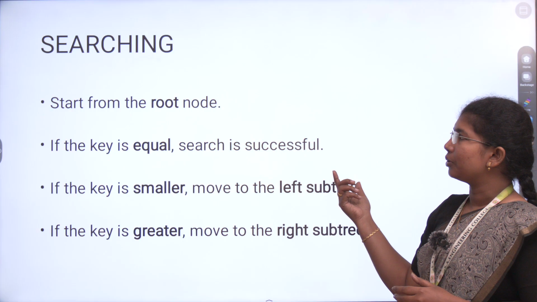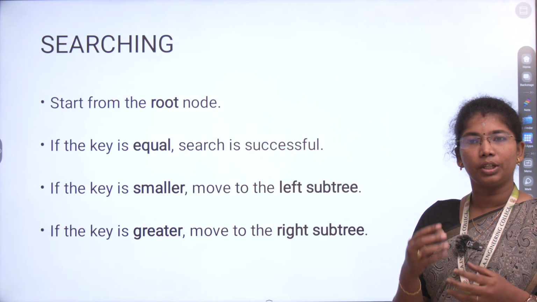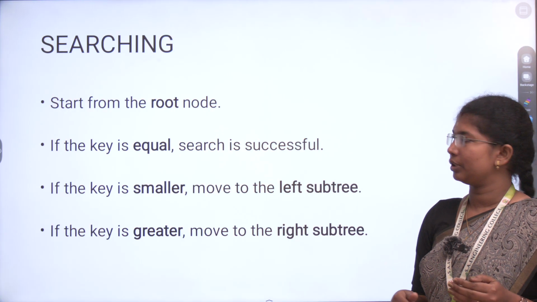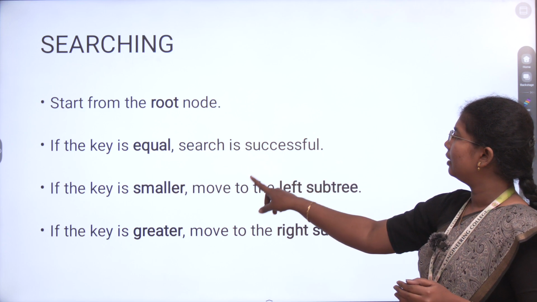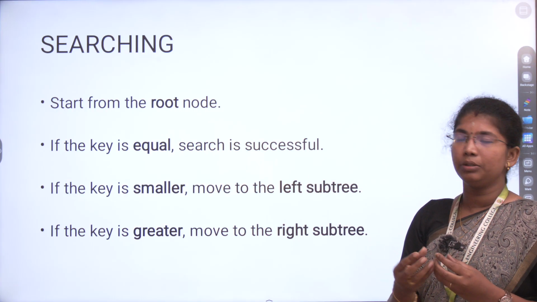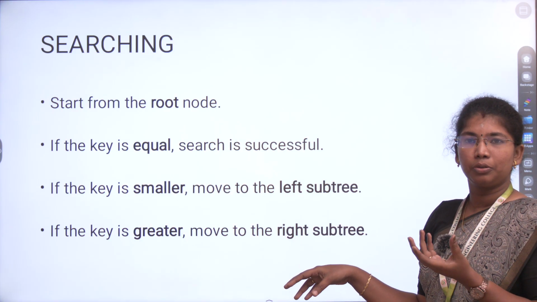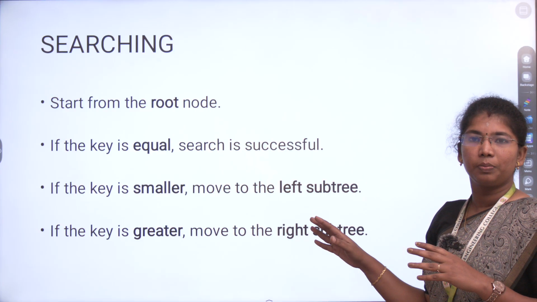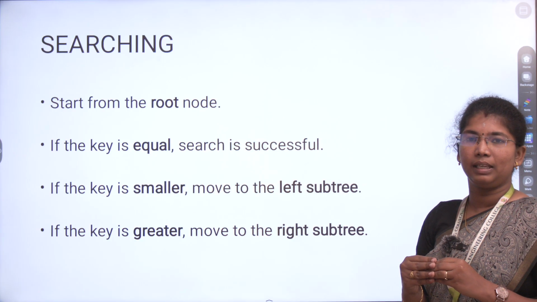Starting from the root node. Every operation in a binary search tree, whether searching, inserting or deleting, should start from the root. Second, if the key is equal, the search is successful. If we are searching for some value in our binary search tree, you compare that value with the root node. If the root node and the value are the same, you can stop the search there itself and say that the value is present in this BST.